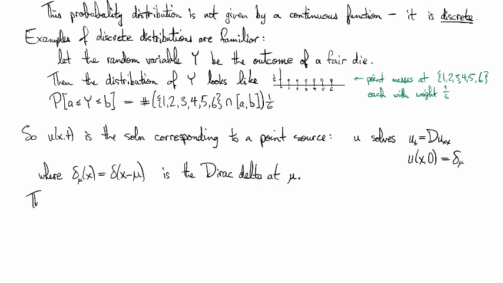And so this u that we found that's given by the normal distribution is what's called the fundamental solution of the heat equation. More on that in the next video.